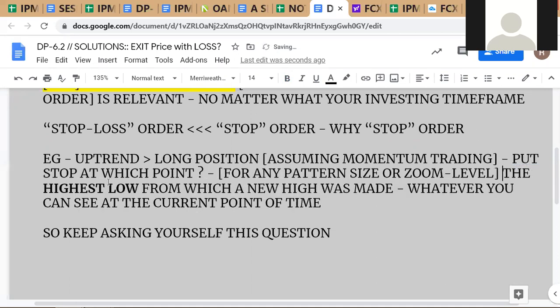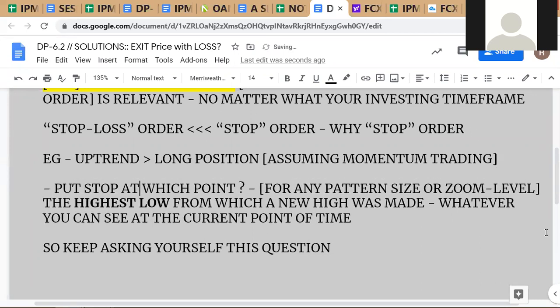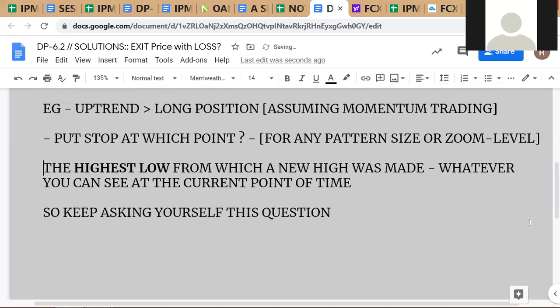All right, put stop at which point? So this is not looking very pretty, but all the technical points are there, what we need to have. Let's space it out a little bit, makes it easier to understand. Put stop, yeah. Let's bring this down so that we have, yeah.